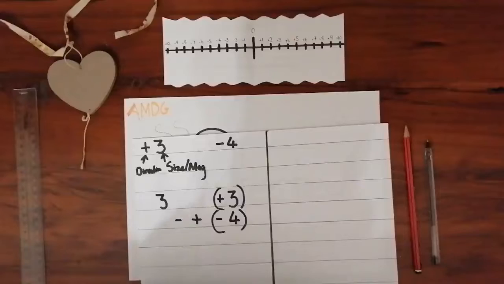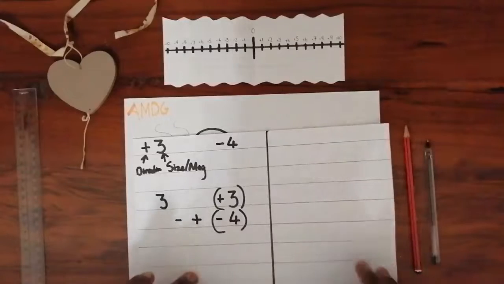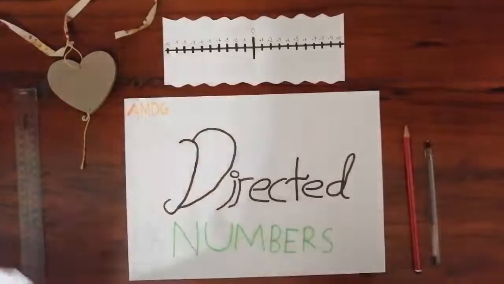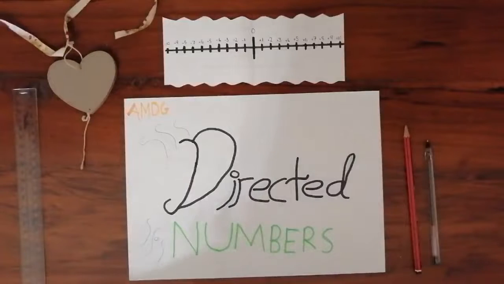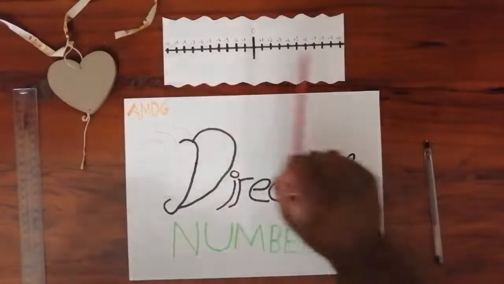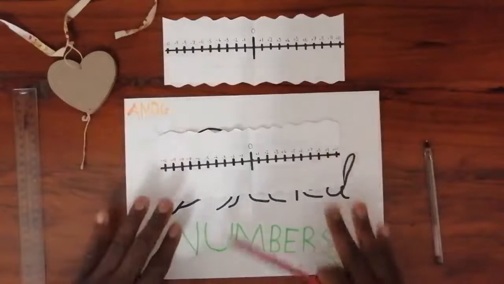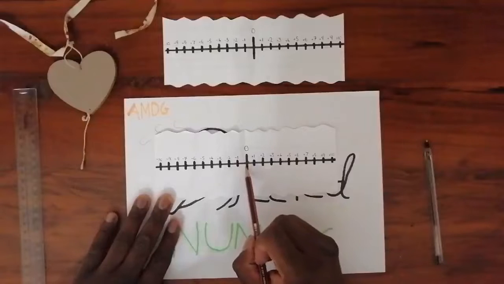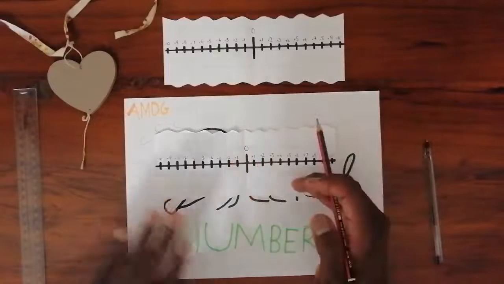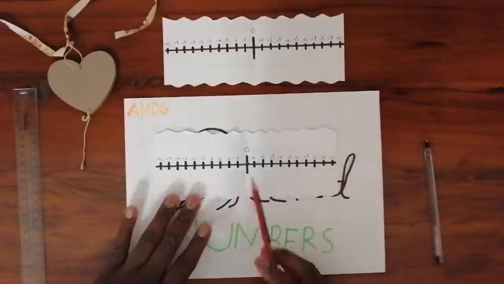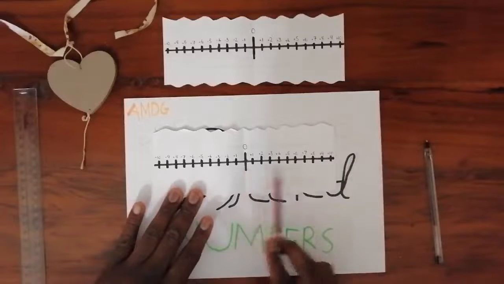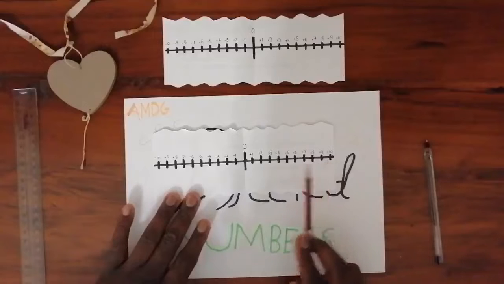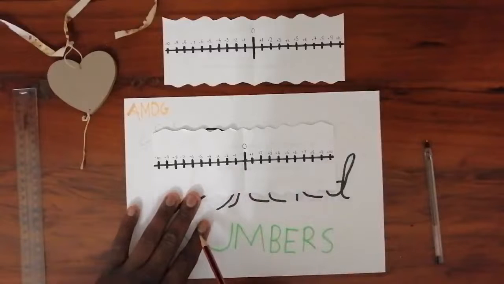So we have looked at what directed numbers are, but what I would like us to do now is to see how they are in relation to a number line. Now, what is a number line, you may ask? Well, a number line is a line such as this one, where we have 0 as a separator between positive numbers and negative numbers. Positive numbers to the right of 0 and negative numbers to the left of the 0 line.